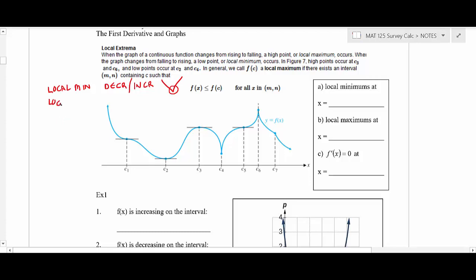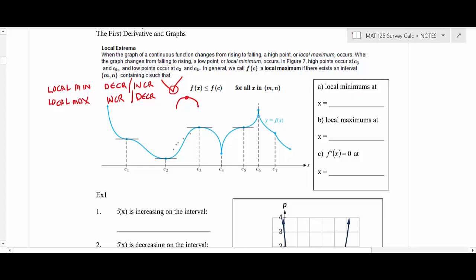A local max is a place on the graph where, to the left of that point, the function increases, then it changes direction and starts decreasing. So the function might look something like that. It's going to increase, hit a high point, then decrease. Okay? So we're going to find all of the local minimums and maximums on this graph.